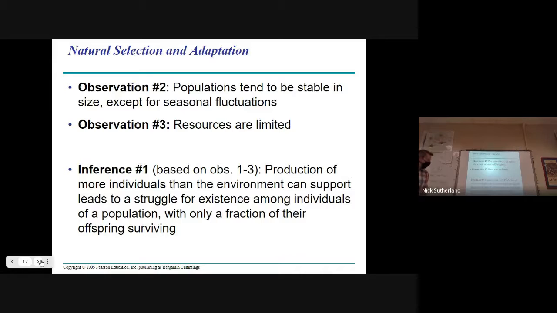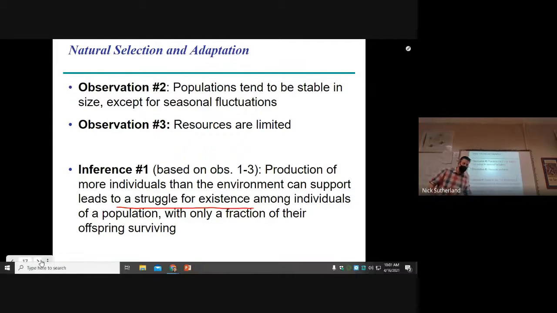Production of more individuals than environments can support leads to a struggle for existence. There's not enough of this stuff to go around in observation 3. So that's why observation 2 is true. That's why there are stable populations of these things, because some just die because they don't have enough to eat. And so this idea of the struggle for existence is so important. That is really one of the foundational pieces of natural selection, survival of the fittest, right? So take that away from this inference: there is a struggle for survival because there are limited resources in populations that want to grow exponentially. That creates a struggle for existence.